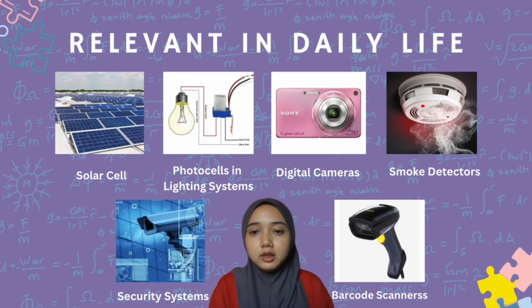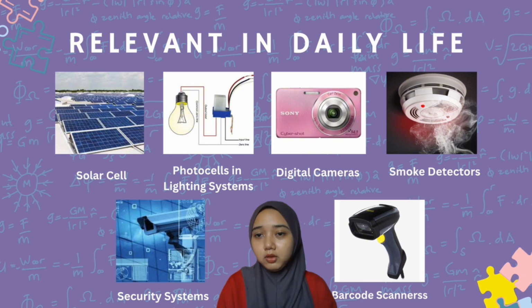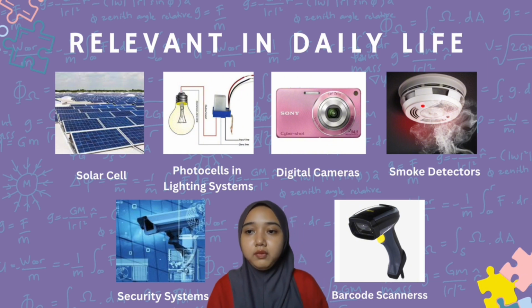Next is smoke detectors. Some smoke detectors use the photoelectric effect to detect smoke particles in the air. A light source and a photosensitive element are positioned in a way that, under normal conditions, the light doesn't reach the sensor. When smoke particles scatter the light, it triggers the photosensitive element, setting off the alarm.